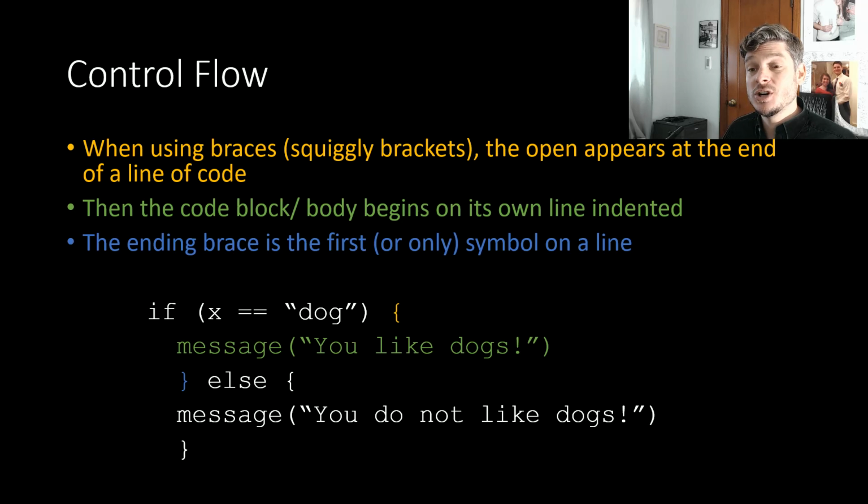And your ending brace is going to be the first or the only symbol on a line. So again, the open one where we start is the last symbol on your line of code. The closing one needs to be the first symbol on its line, with the block of code in the middle. Now, this is an if statement, which means there's also the other condition, which would be the else. And we follow that same idea, right? The open appears as the last symbol. Then you have your code block on its own line. And then the ending brace is the first symbol on the next line, which in this case would also be the only symbol on that line.